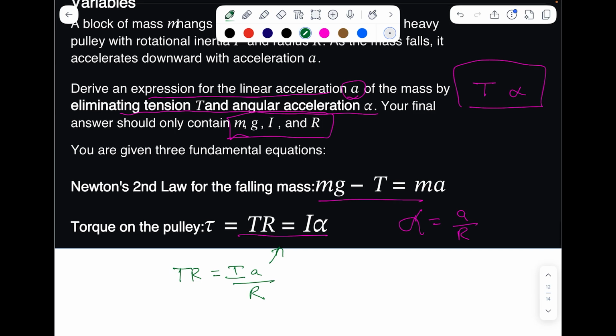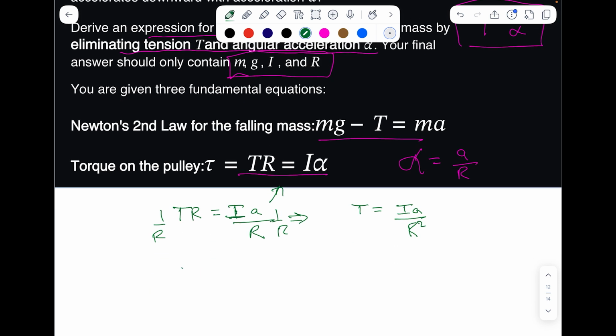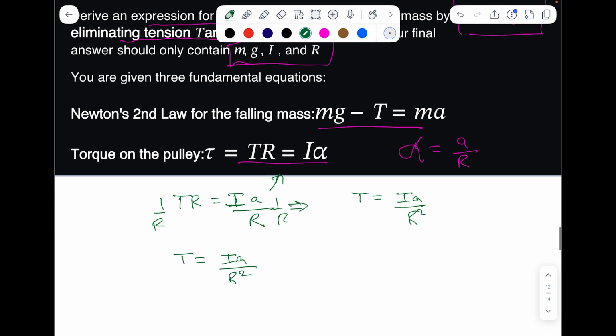I still need to get rid of T. So I've got a T here, this is an I, this is a T, so I could then rewrite this equation and I can say T equals IA over R squared, if I multiply both sides by 1 over R, right? All right, so now I've got T equals IA over R squared, and then I've got this one last equation, mg minus T equals MA.